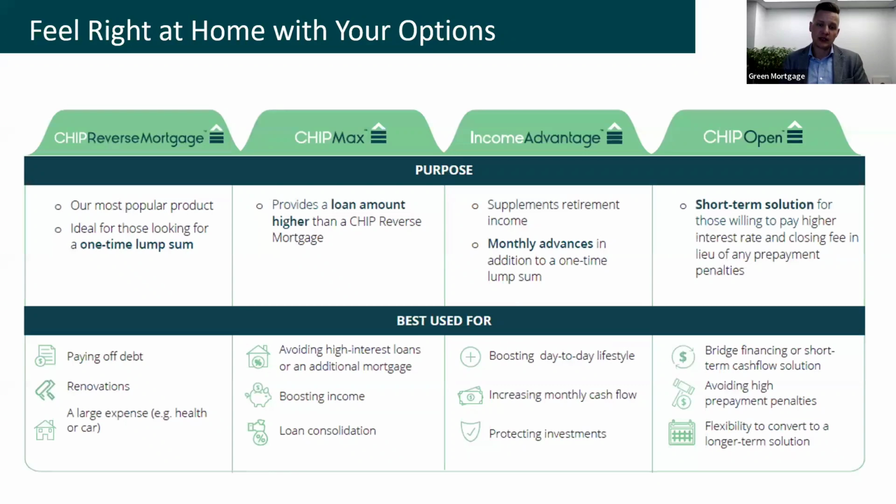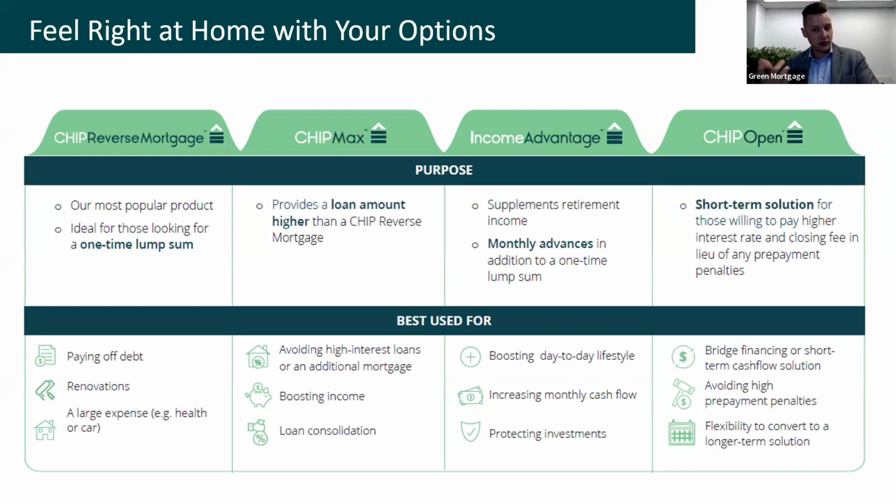The CHIP Max provides a loan amount that's higher than a regular CHIP reverse mortgage. This is usually to avoid high interest loans or an additional mortgage. It's also a way of boosting income, which we'll get to in a second through the Income Advantage product, and for loan consolidation. The difference between the Max and the standard reverse mortgage is that the CHIP Max will give you a bit more money, but it's a little bit higher on the interest rate, so it's not always the best option. It just depends on the circumstances.